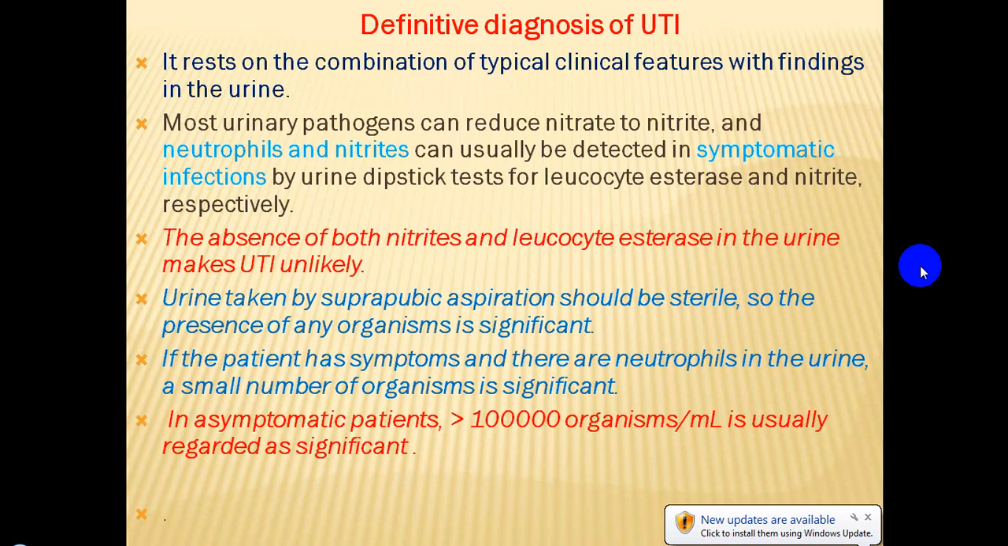Also, sometimes the patient may have no signs or symptoms of urinary tract infection, but there is significant bacteriuria, and this is called asymptomatic bacteriuria, whenever we have more than 100,000 organisms per ml detected in urine.